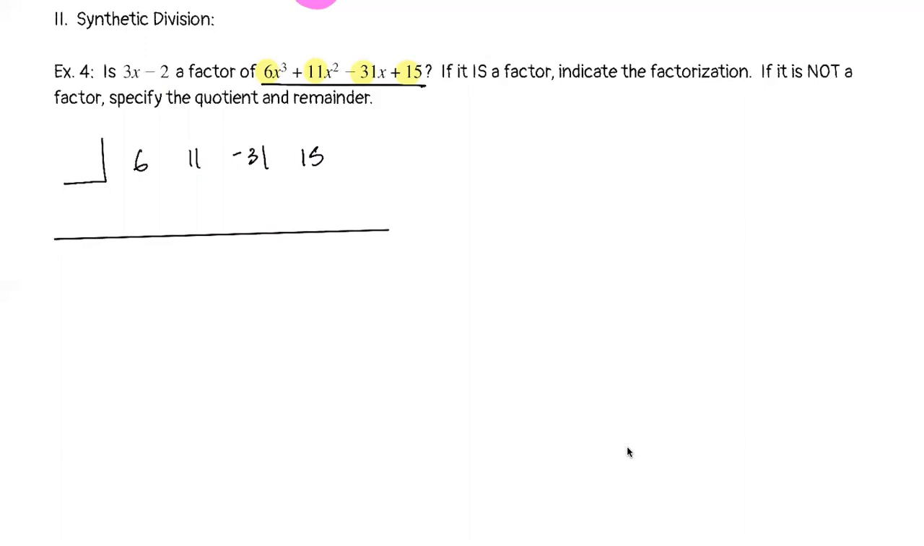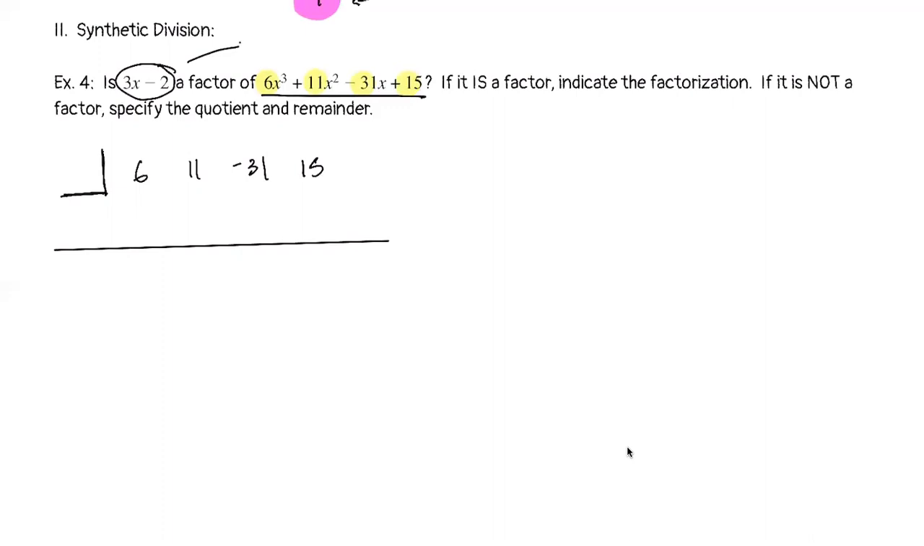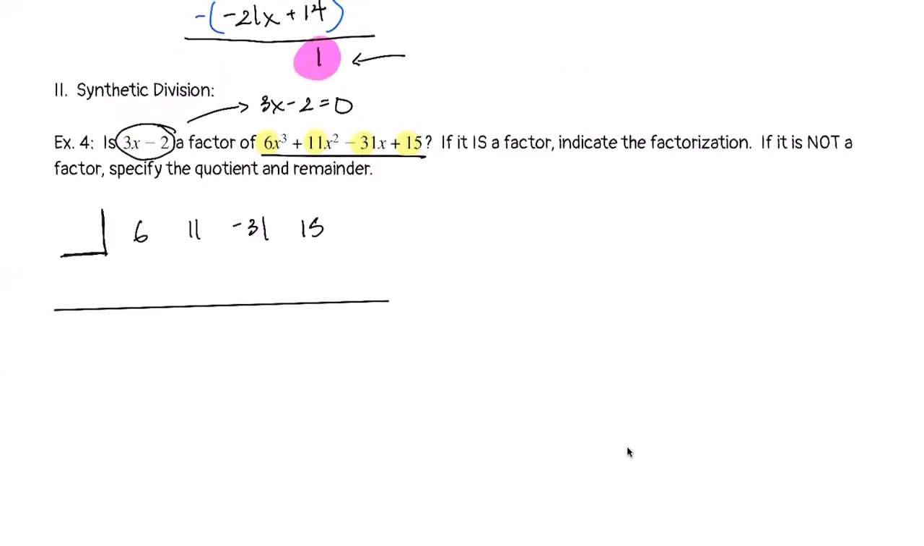All right, now what goes inside of this little right angle that we drew? Well, we're going to take our 3x minus 2, or what we call our divisor, and we're going to think what number for x makes this divisor equal to 0, okay? So let's think about that. What number x makes this divisor equal to 0? Well, I can add 2 to both sides, and then I can divide by 3, okay?